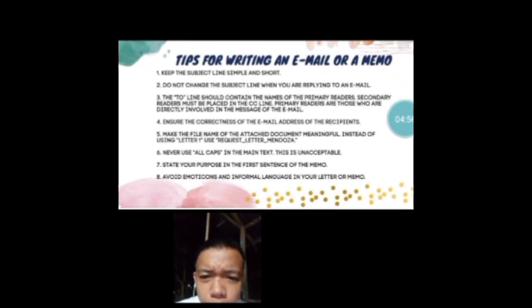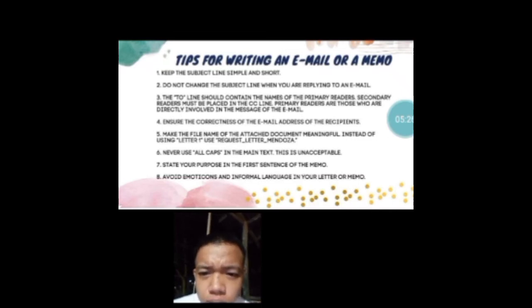Number 5, make the file's name of the attached document meaningful instead of using letter 1. Use request letter Mendoza. Example na siya guys. Butang po nimo sa title dito para aha to nga memo para sa tong gisindan nimo maka balo po siya para aha to.